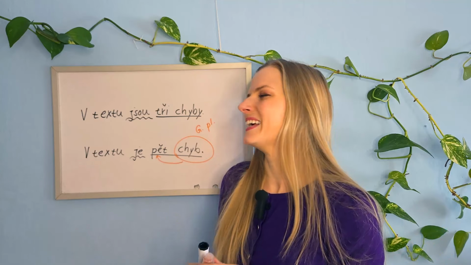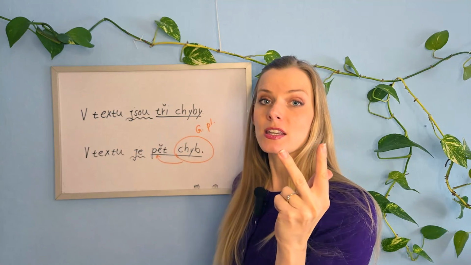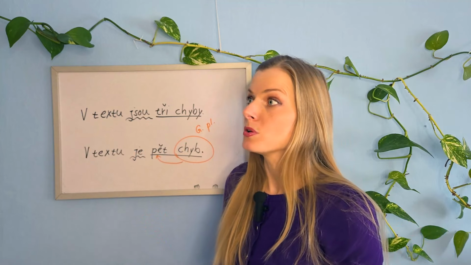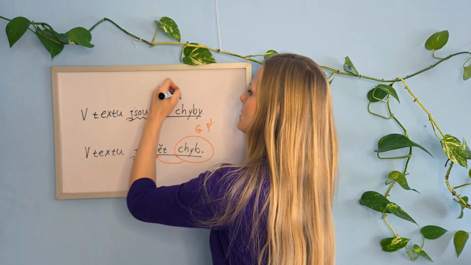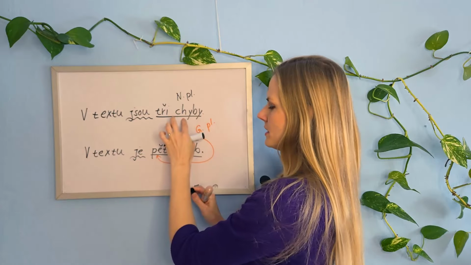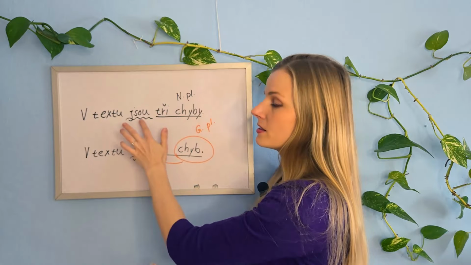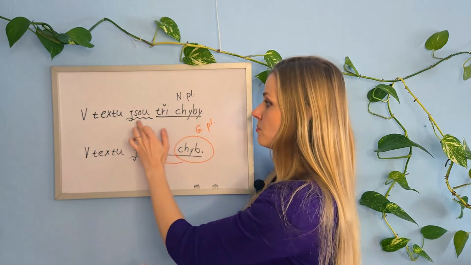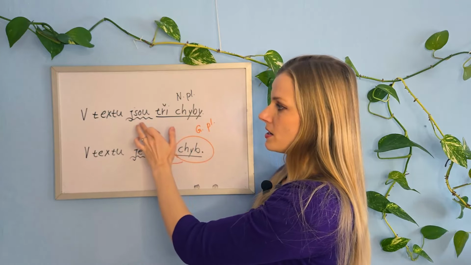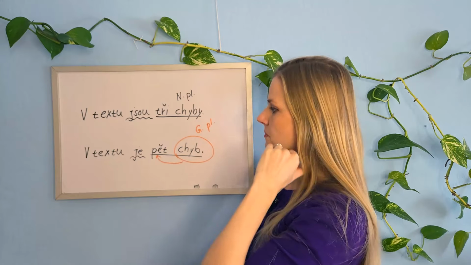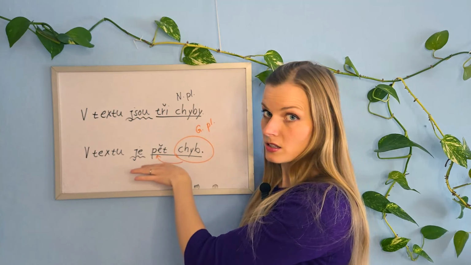Makes sense? Whereas here, 3 chyby, that is plural, that's classic plural. When we talk about cases, this would be nominative plural. Chyby, 3 chyby. And the verb has to agree, the predicate has to agree with the subject. So it is fine here. Jsou 3 chyby.